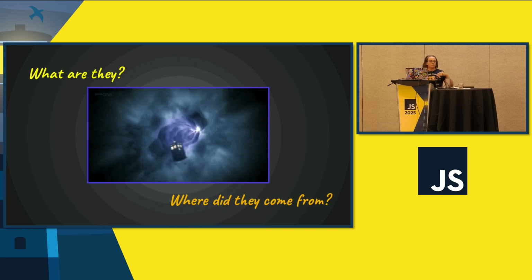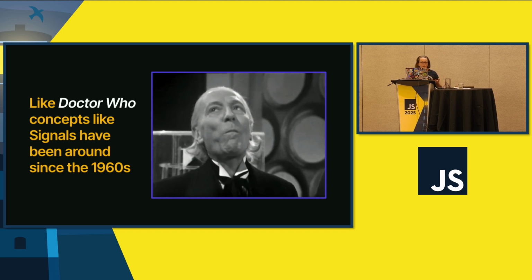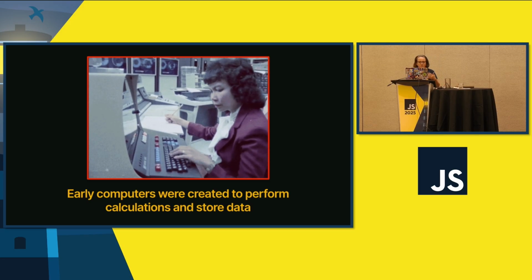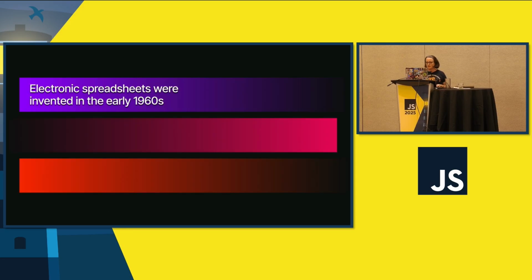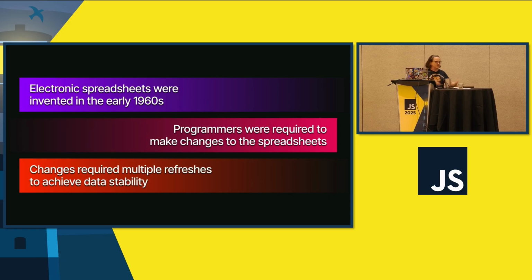So before we go too much into what they are and all that, where did they come from? Just like Doctor Who, concepts like signals have been around since the 1960s. Early computers were used mostly to perform calculations and store data. And in fact, early spreadsheets were invented in the 1960s. Now, it required programmers to make changes to the spreadsheets. So if somebody says, okay, hey, this calculation is wrong, we need to update it, an actual programmer had to make those changes, and then they'd have to refresh the spreadsheet multiple times to get the data to stabilize.